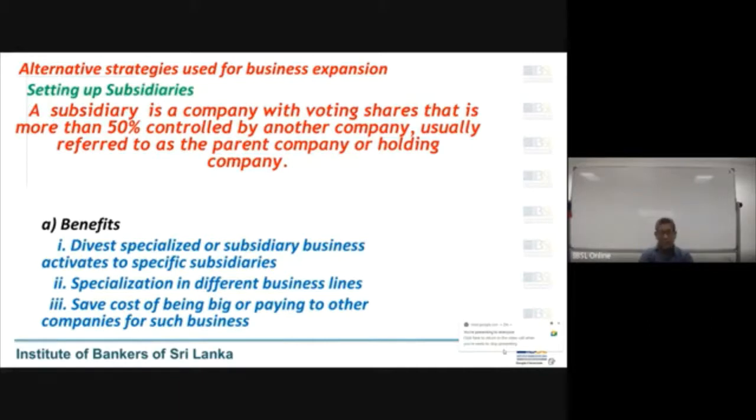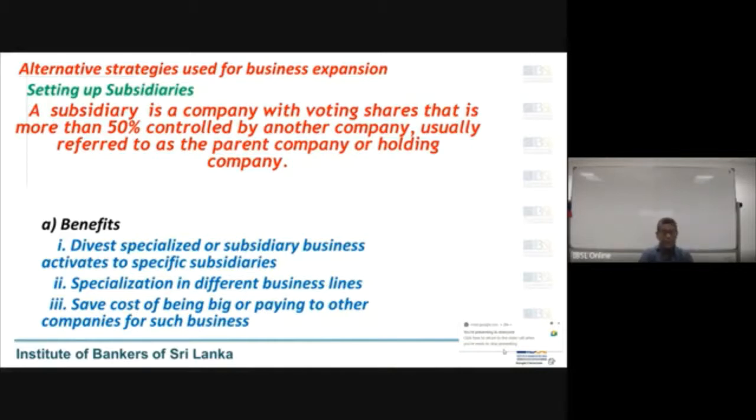As I explained to you earlier, a subsidiary is a company with voting shares that is more than 50% controlled by another company, usually referred to as a parent company or holding company. That is how Western firms may go to some Indian company, where our shares may be 51 and their share may be 49. So that is a subsidiary.